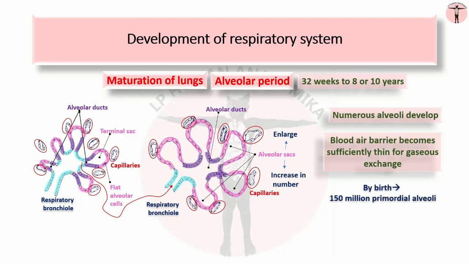Approximately 150 million primordial alveoli, one half the number in adults, are present in the lungs of a full-term newborn infant. On chest X-rays, therefore, the lungs of newborn infants appear denser than adult lungs. Between the 3rd to 8th year, the adult complement of 300 million alveoli is achieved.